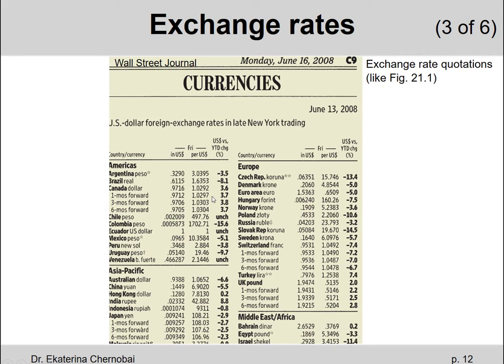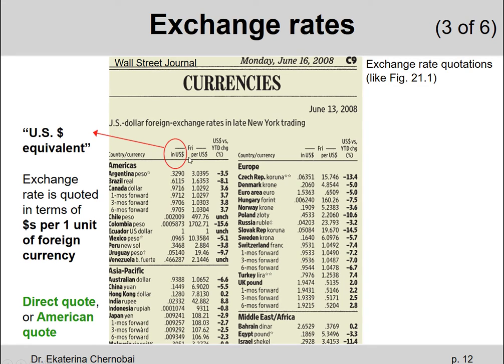So this table has 3 columns. Don't worry about the third column, which has changes in bold. Let's focus on the first and the second columns. The first column in this table is labeled as in US dollars. So what do you think this means? This is also called the US dollar equivalent. It's the exchange rate quoted in terms of how many dollars it is per one unit of foreign currency, also known as direct quote or American quote.